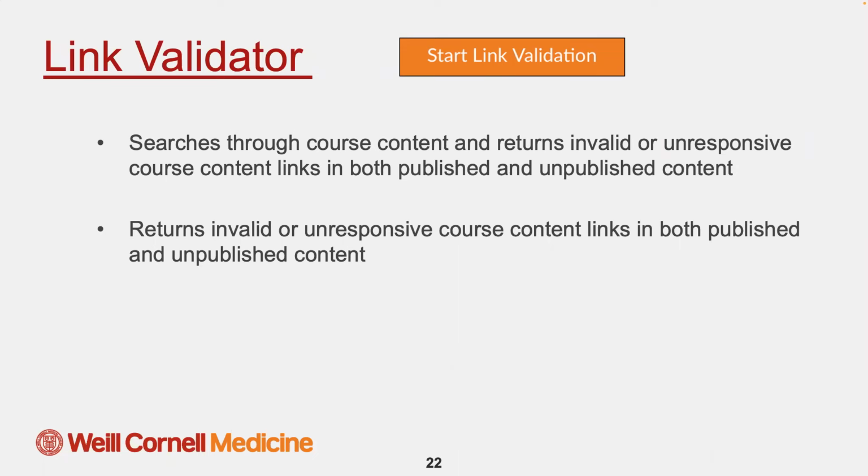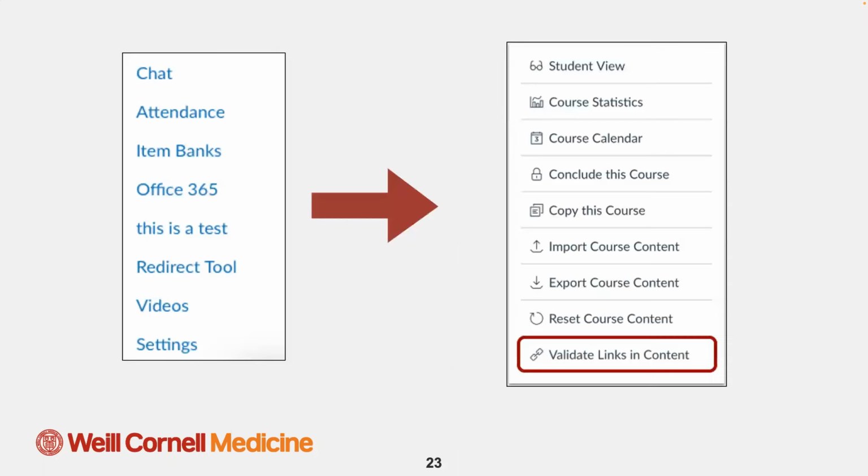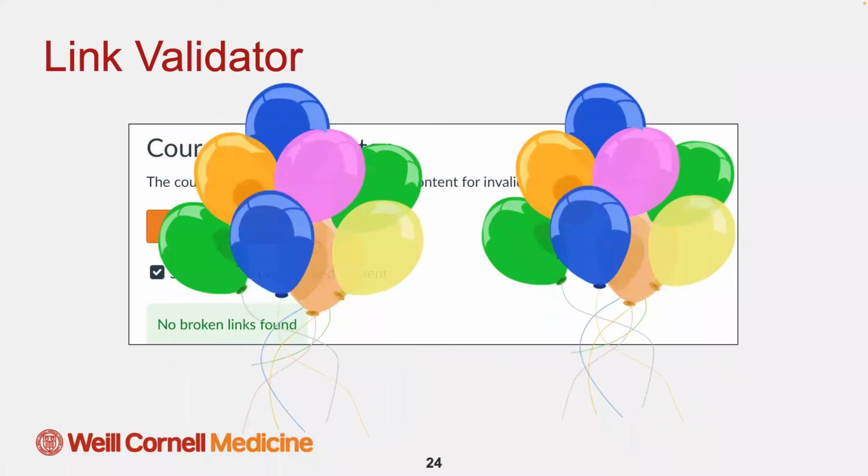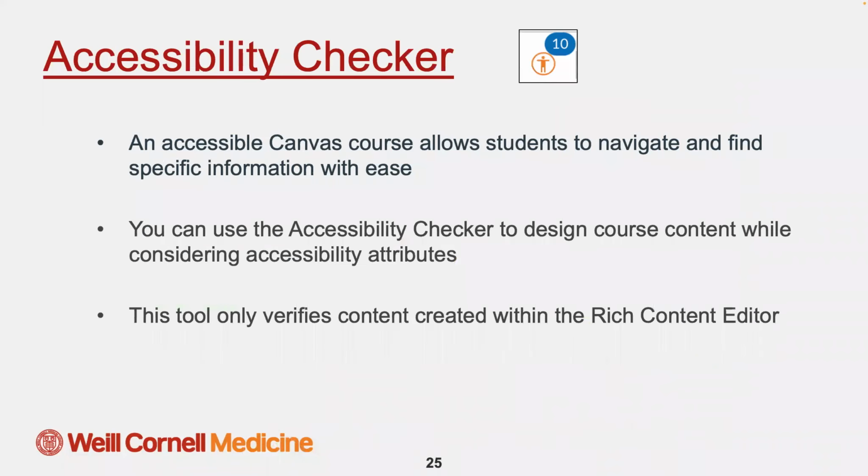Then what you can actually do is go to your settings here, and then it will ask you to validate your links. This will be on the left-hand side, and then this table will be on your right-hand side. It brings you to this page where you can start your link validator, and it'll actually bring you through the different links that you can replace and helps you walk through it. I have no broken links in this course that I was running it on. So yay, no broken links.